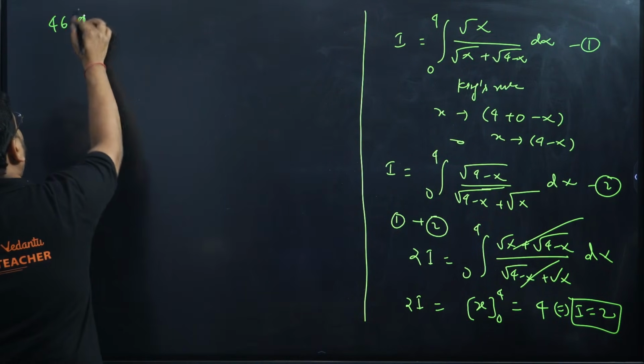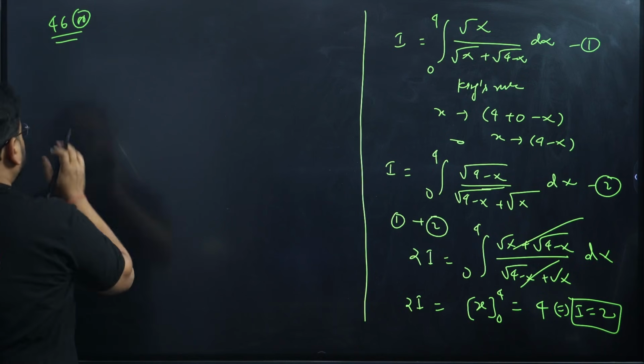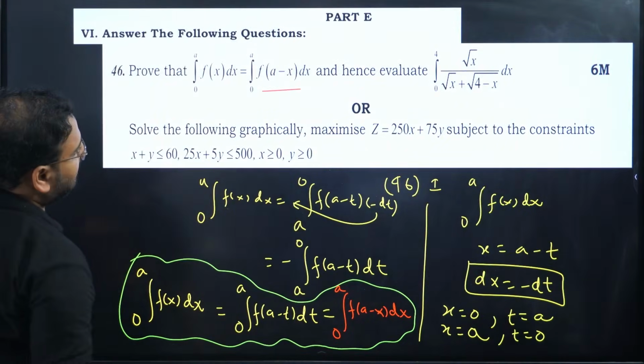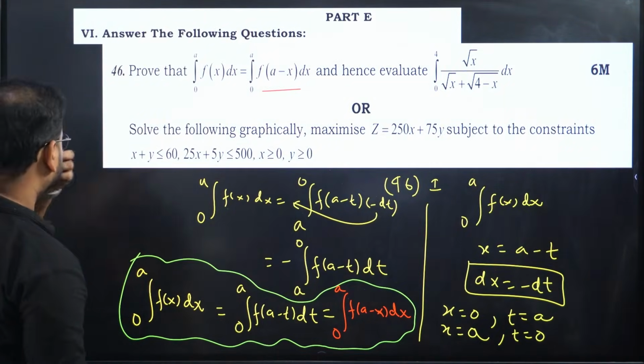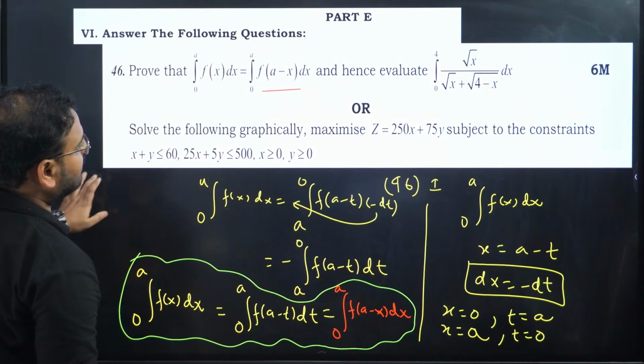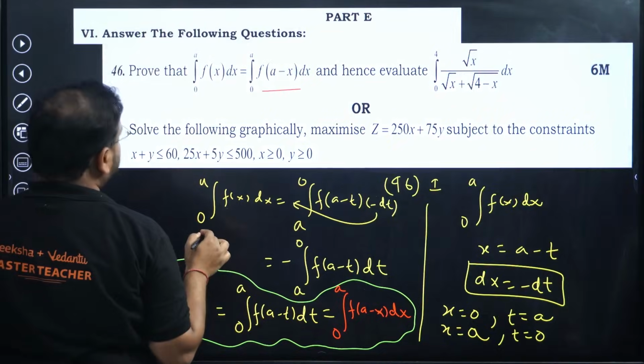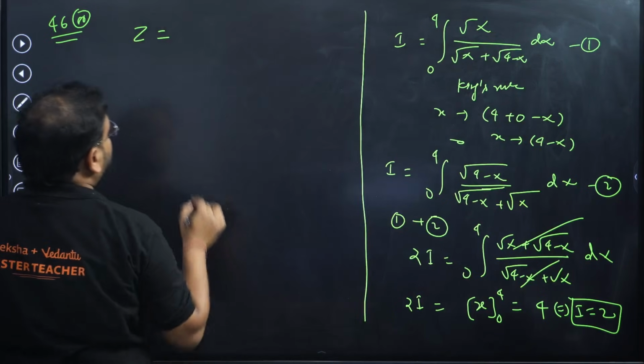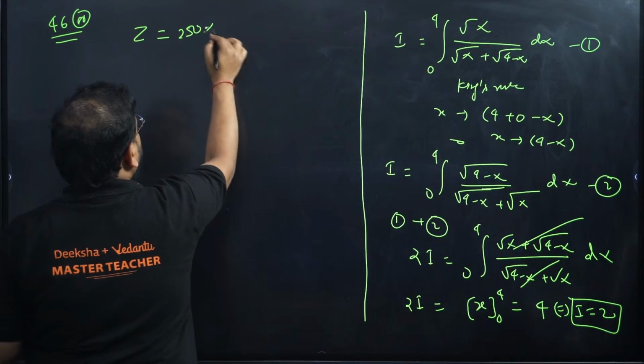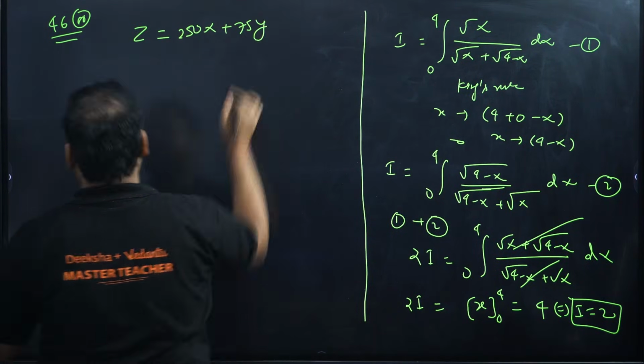46 OR, which is a question on linear programming. Z is given as, what is it? 250x plus 75y.